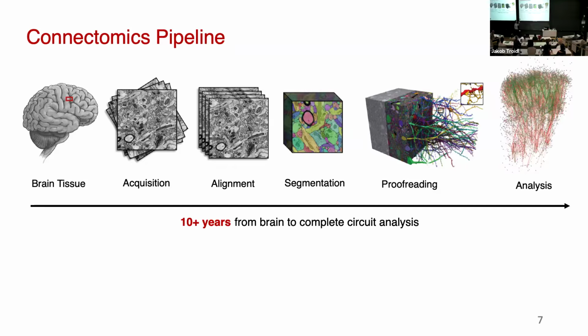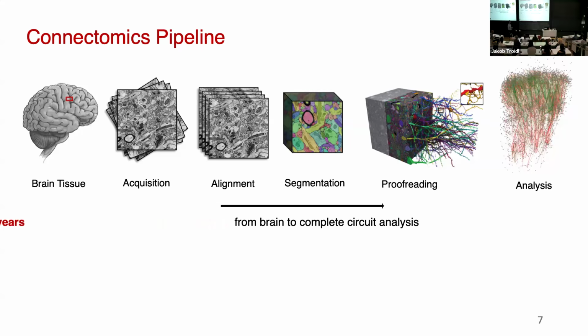So to get from all the way on the left of the pipeline to all the way on the right, currently today is a very labor-intensive process. So for the frontier data sets, this can take up to 10 or more than 10 years of work to reconstruct a large-scale connectome. And in my work, my goal is to enhance the computational steps in that pipeline so that hopefully in the future we can go through that pipeline in a matter of weeks rather than tens of years.